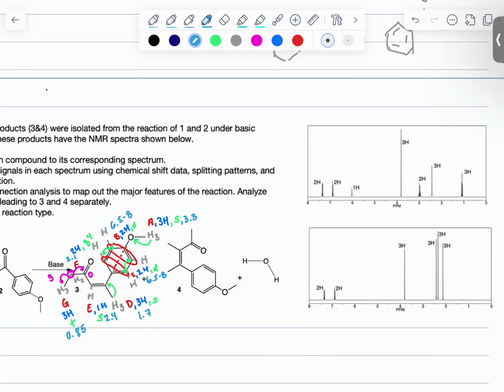Oh, question, what's up? Yes. So on our chemical shift chart, we have this one where it is protons on a carbon next to a double bonded oxygen. So, top or bottom? Top.